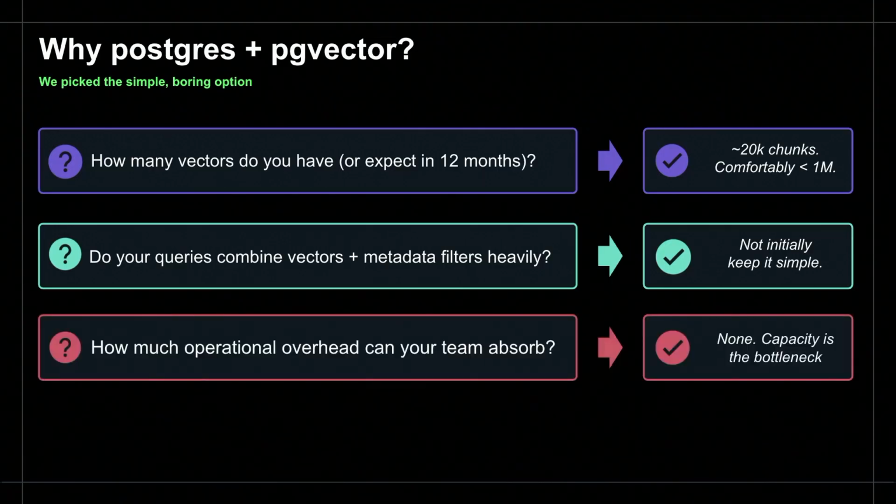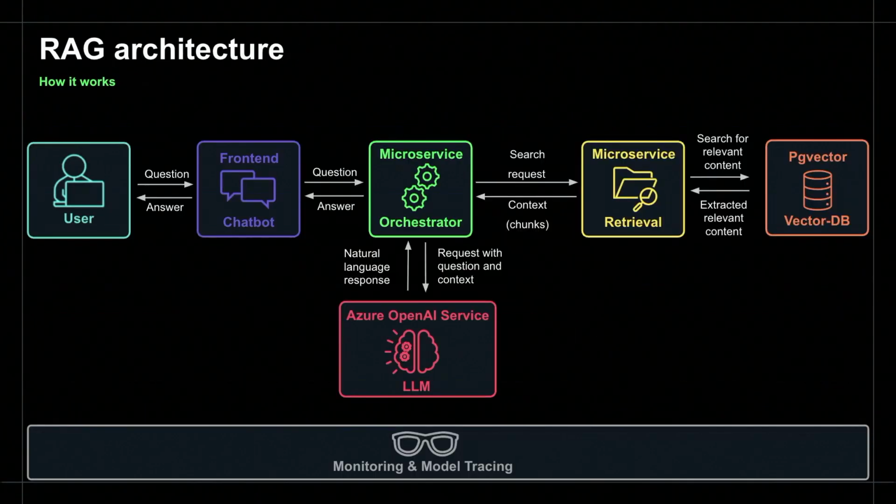And the last question is, how much operational overhead can the client's team absorb? And the honest answer from our side is none, because the capacity of the client is actually the bottleneck. Adding a new system means that there is another thing to monitor, to back up, and to keep on call. And this was not viable for our client. And the framework that we saw before pointed us directly to Postgres with pgvector. And as I mentioned, there is no new system, no vendor to take care of.